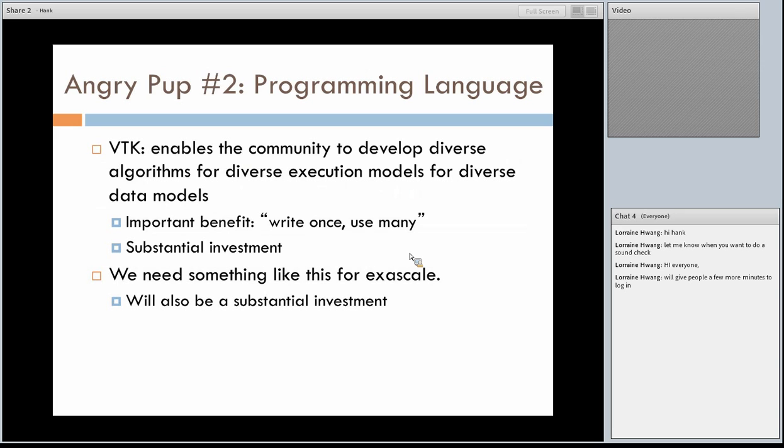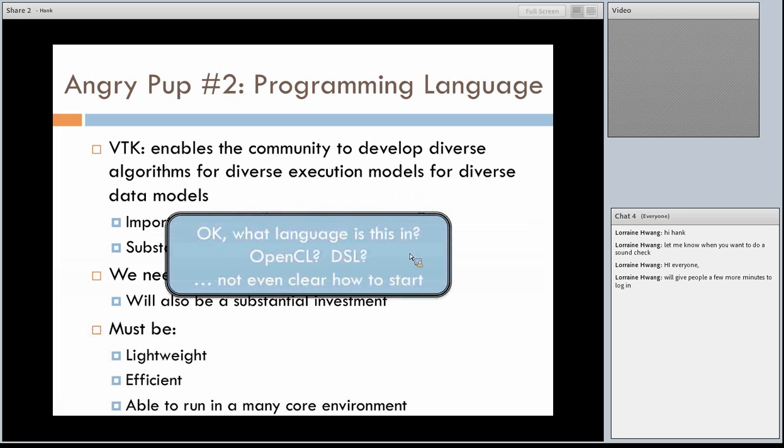And so we're going to need something like this for the exascale. There are some really exciting projects that are underway that are trying to solve this problem to be the VTK for the exascale environment, but they're going to be a substantial investment as well. They need to be lightweight, they need to be efficient, they need to be able to run in a mini-core environment.